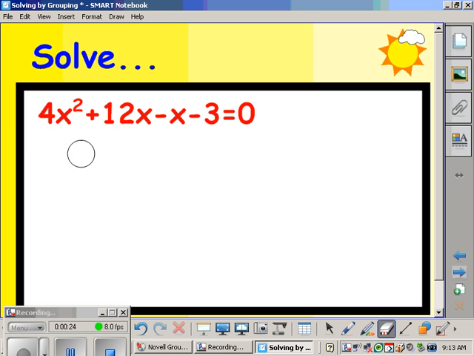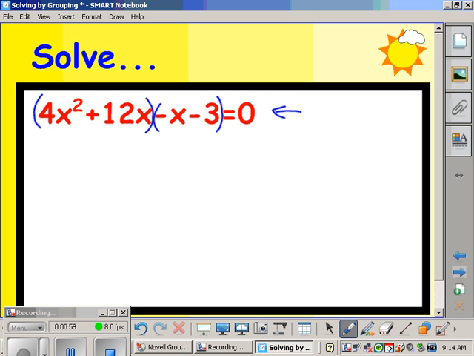Now for this purpose, although we do have 2 like terms, 12x and negative x, because we're practicing the grouping method, we're not going to combine the like terms. So what you want to do first, as in any quadratic equation, is look and see if there are any common factors for the 4 terms. And if you look carefully, there are no common factors of the numbers or the variables. So because there are 4 terms, you can automatically try the grouping method. So let's group the first 2 and the last 2 terms together.